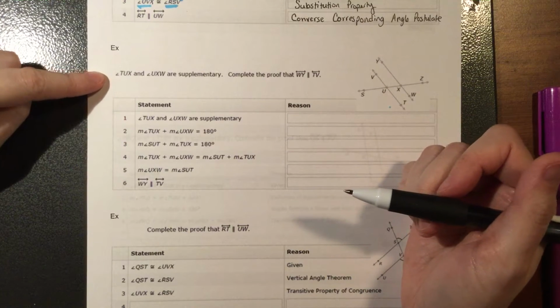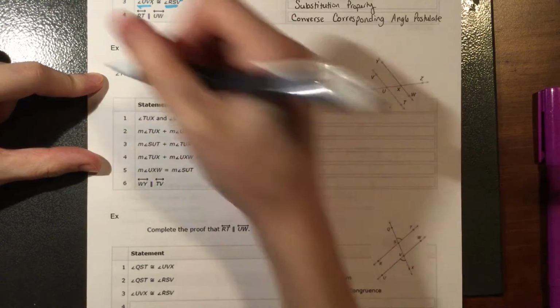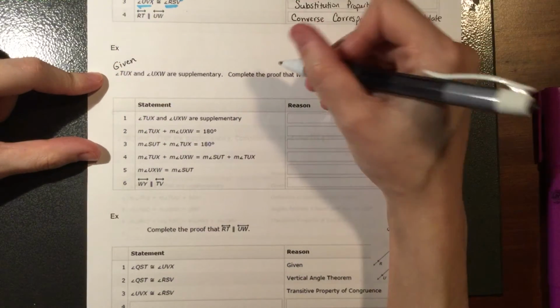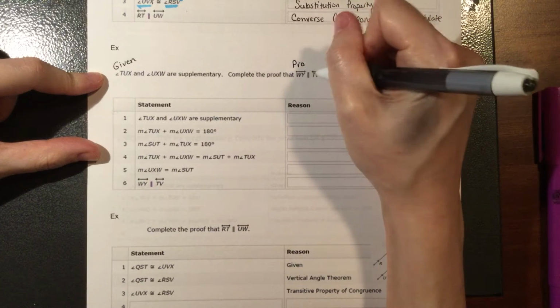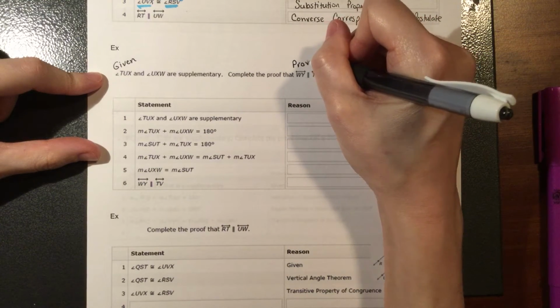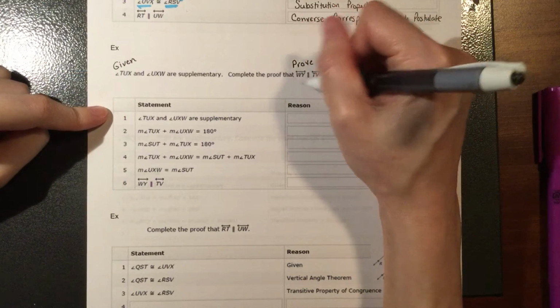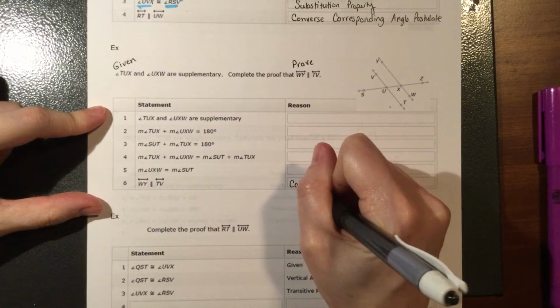So here they tell us that angle TUX and angle UXW are supplementary. So this is our given. So this is where we start. And they want us to complete the proof that WY is parallel to line TV. So that's where we want to end, so that's our proof. So right here, we want to prove things parallel. That's going to be converse.